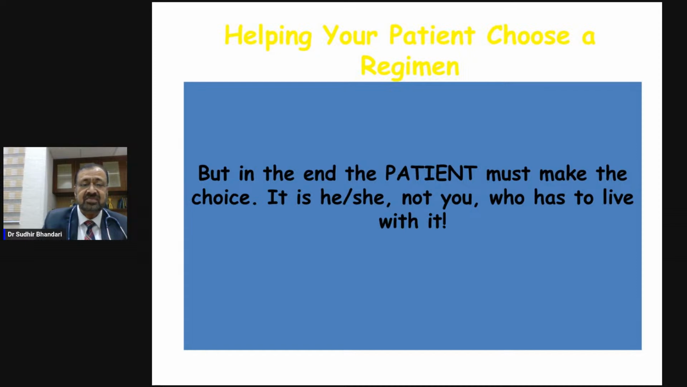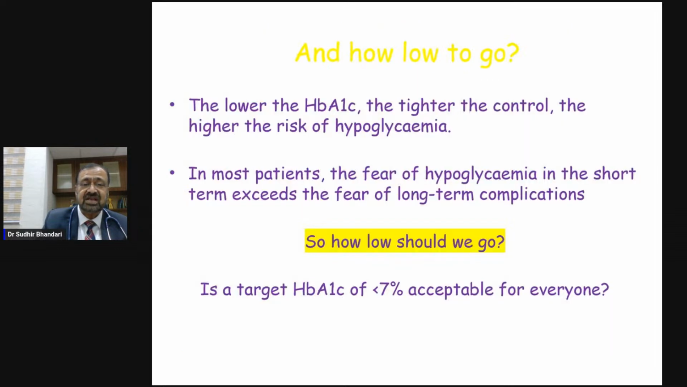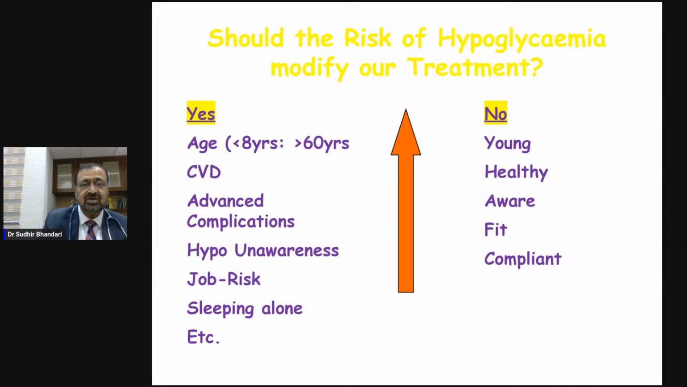At the end, the patient must make a choice. It is he or she, not you, who has to live with insulin therapy. Hence, you need to be very careful about it. We need to aim at good glycemic control. We need to decide, if sugar is high, how much it has to be brought down, and if it is low, how much dose reduction we have to do, which has to be very correct.